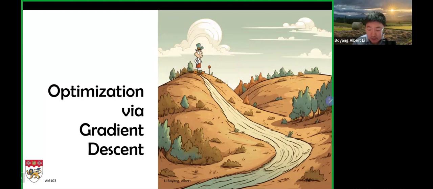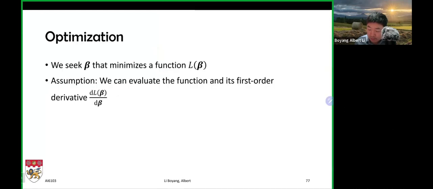So it's like this figure, this cartoon character starting from the top of the hill, and we're gonna go downhill and hopefully find a minimum point where we minimize the error or the loss function that we have designed.